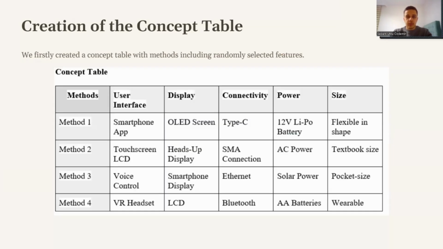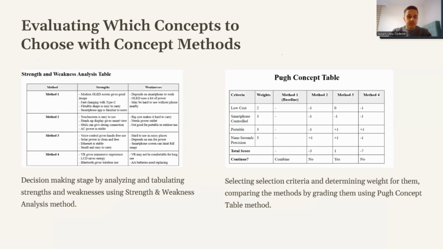Hi, I'm Utku, and I'm going to talk about our product's concept table, how we chose the concept, our level 0 design, and our use case view. Here's the concept table. We created some methods with randomly selected features to choose from the table. Then we used some methods to evaluate which concept to choose.